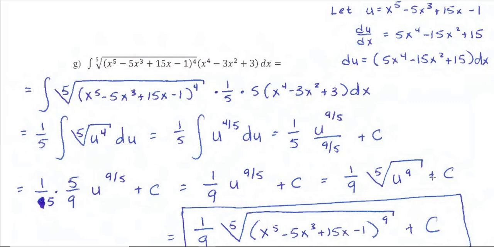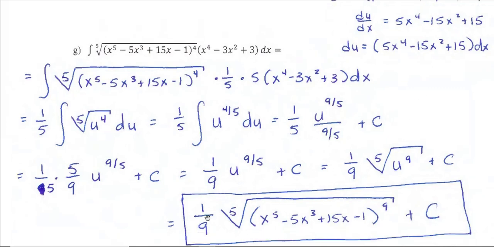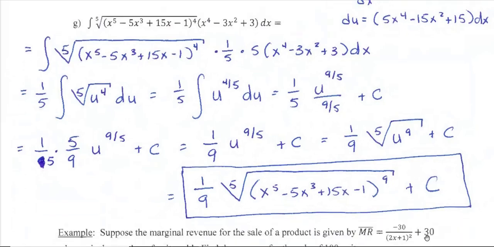But we cannot leave our answer in terms of u. We plug back in what u is, and this big answer is 1/9 times the fifth root of x to the fifth minus 5x cubed plus 15x minus 1, all to the 9th, plus c.